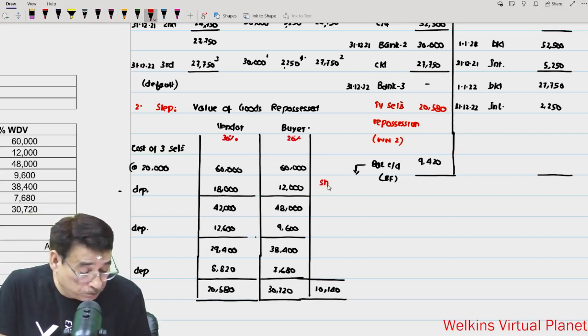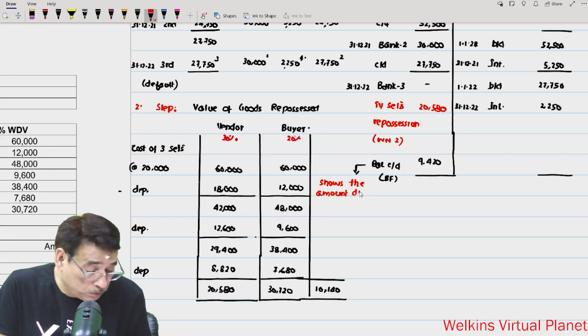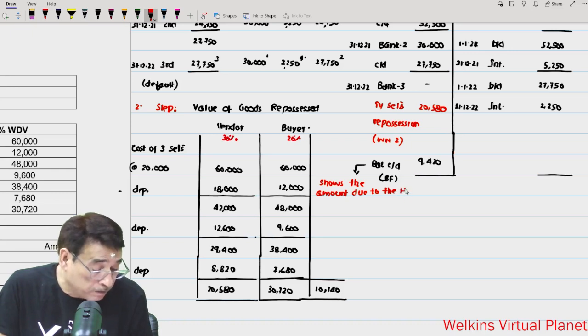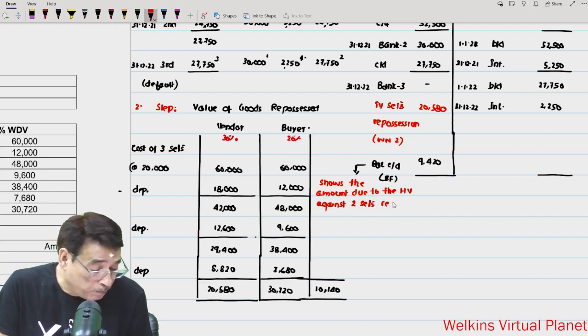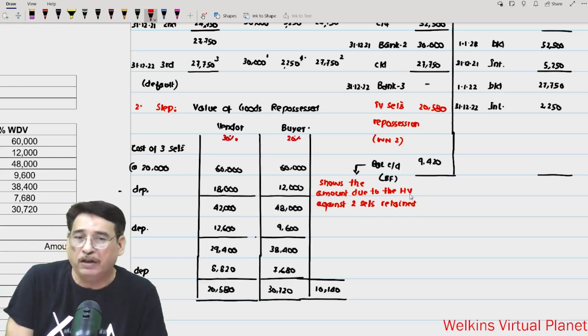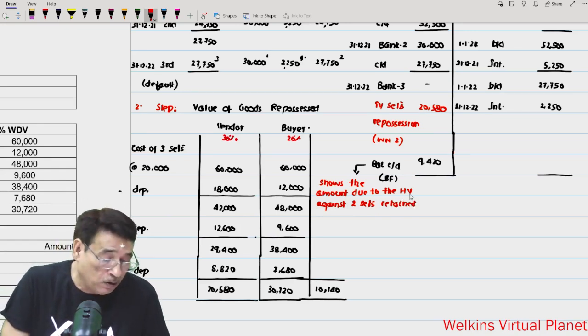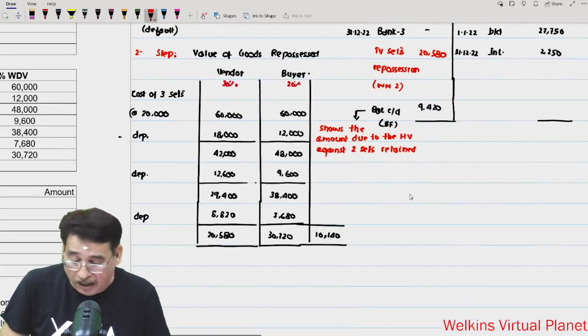This figure shows the amount due to the seller, or to the hire vendor, against two sets retained, meaning two sets are still lying with the buyer. So still we are supposed to pay 9,420. Is it clear to you or not? This is how you are going to prepare the hire vendor account.